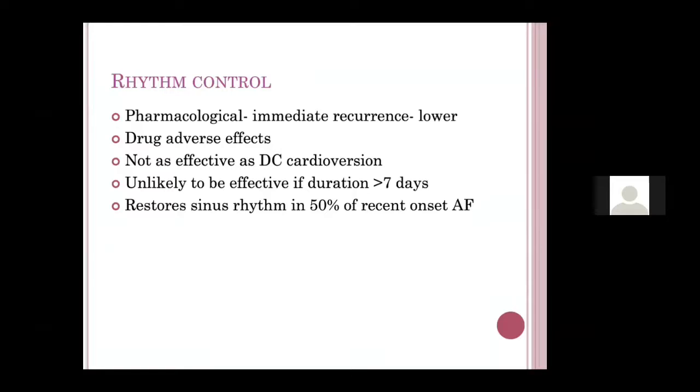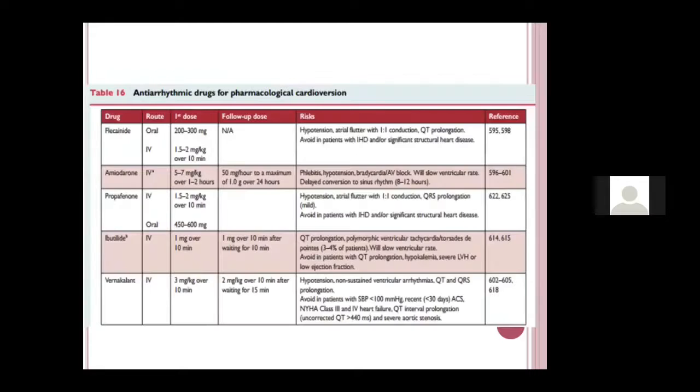And you should always remember that DC cardioversion is always better than the pharmacological cardioversion. However, the pharmacological usually doesn't work or isn't effective if the duration is more than 7 days, and it restores the sinus rhythm in 50% of the recent onset of AF. Whereas for the electrical cardioversion, the efficacy is very high, 90 to 95%.